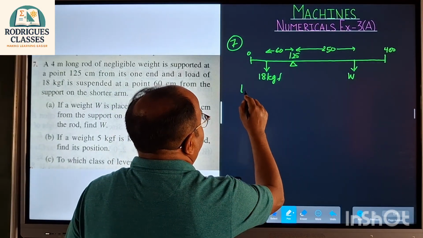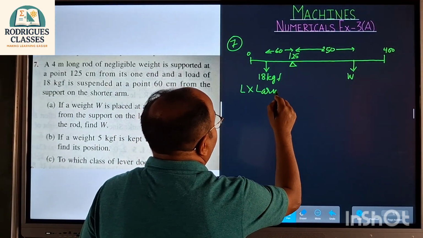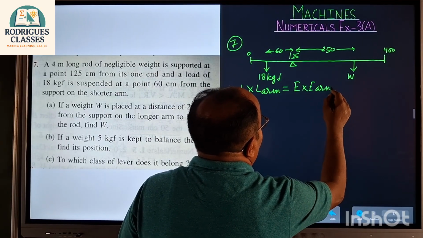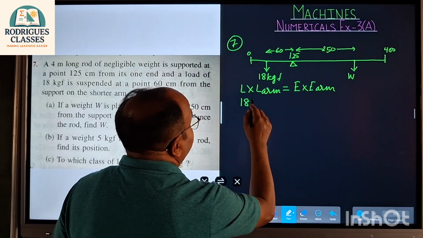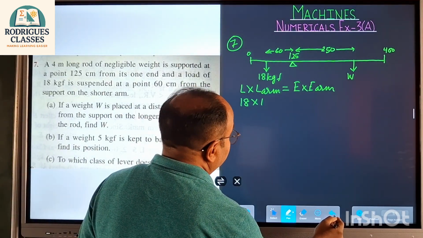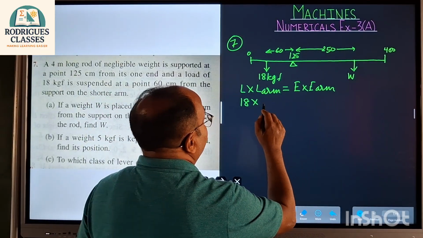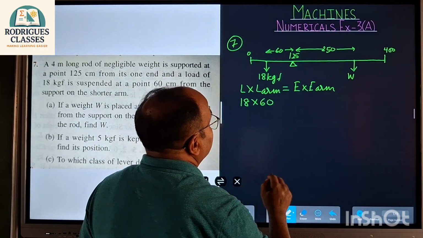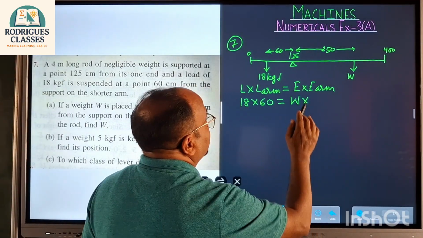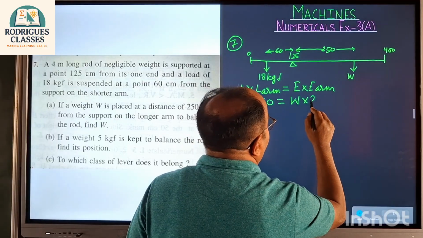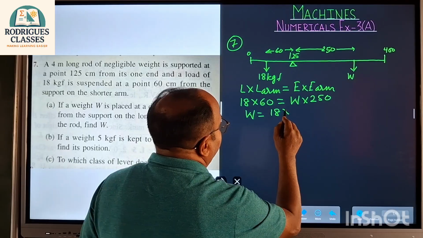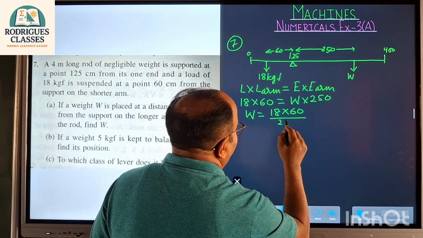Okay, so if I write here, load into load arm is equal to effort into effort arm. So load I am considering this one as 18 into 60, which is this length, equals to the effort, the weight W here, and the effort arm from the fulcrum to this part is 250 written here.